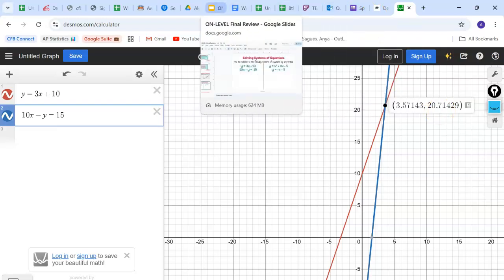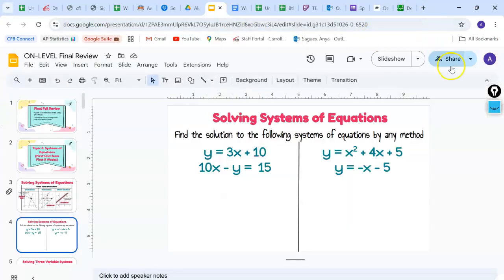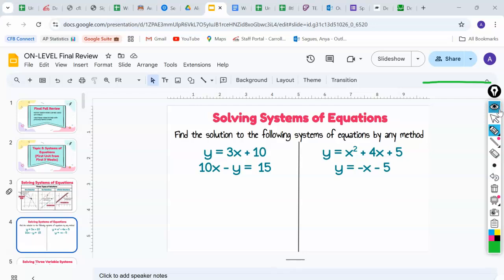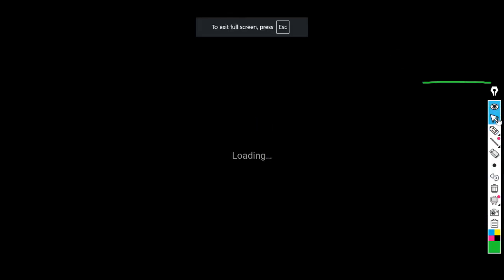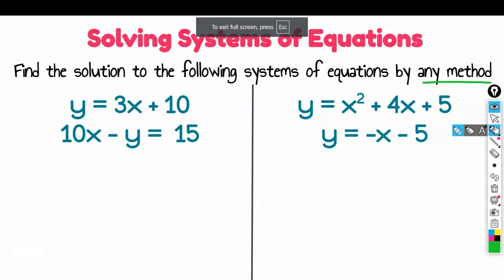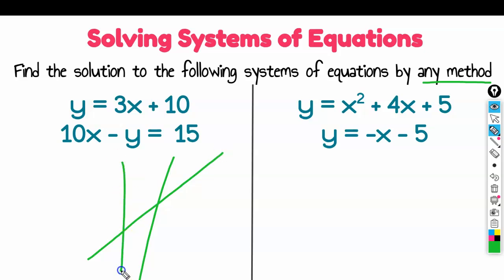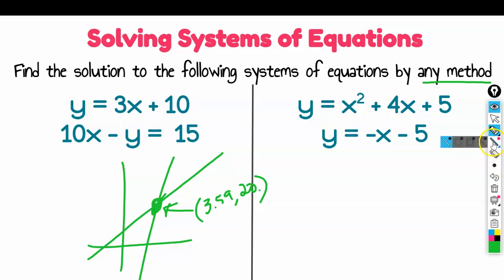So if I'm to go back here, I would sketch a picture of the lines super quick, with something like that. Notice how it's not perfect, but whatever. It was like 3.59 and then 20 point something. I don't remember. It doesn't matter. So that's how you would do that.